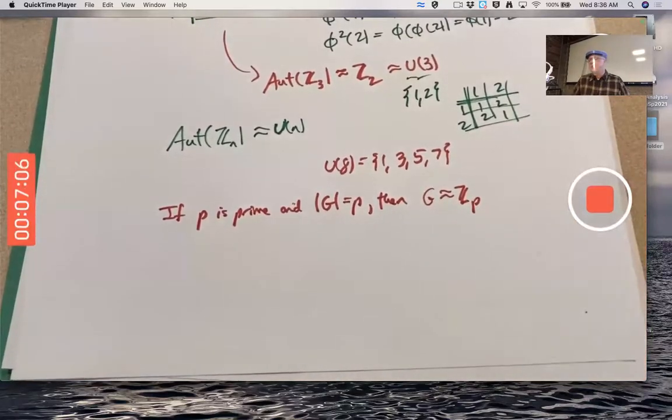The operation of G could be lots of different things. It could be addition, it could be multiplication. The elements of G could be matrices for all we know. Under multiplication, maybe one of those general linear groups. If it's prime order, it's got to be cyclic. It's got to be isomorphic to Z_P. That's really our first initial classification fact.